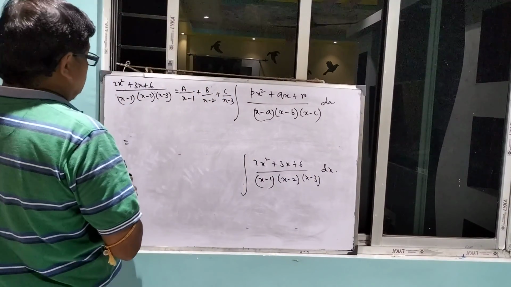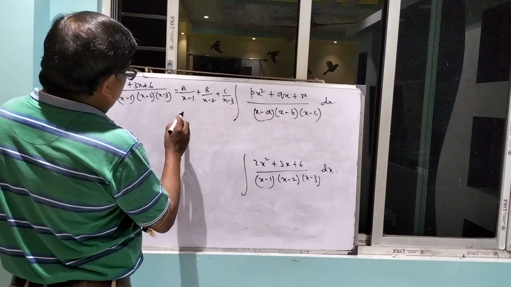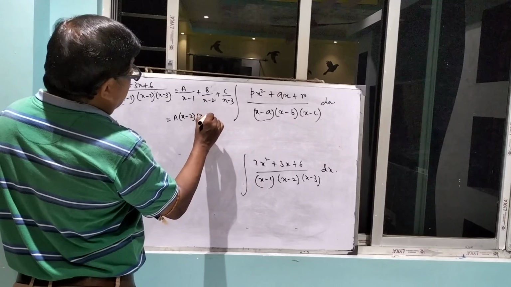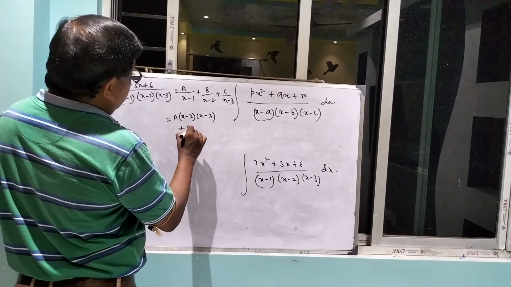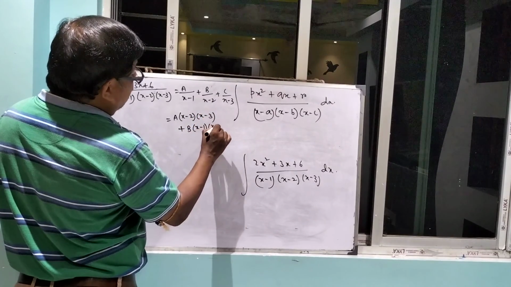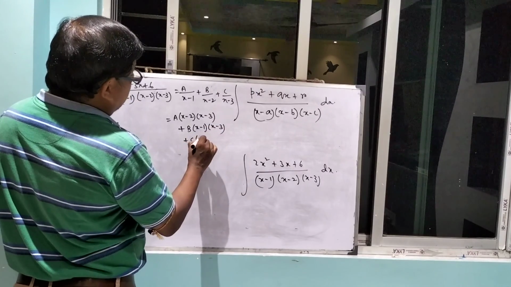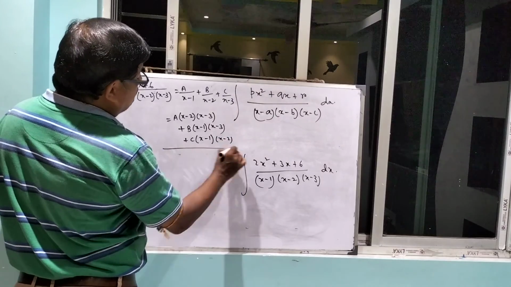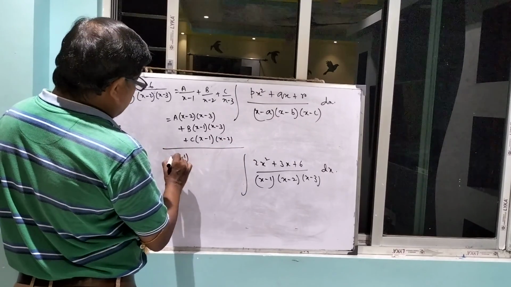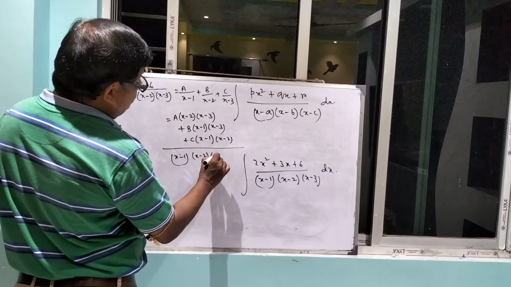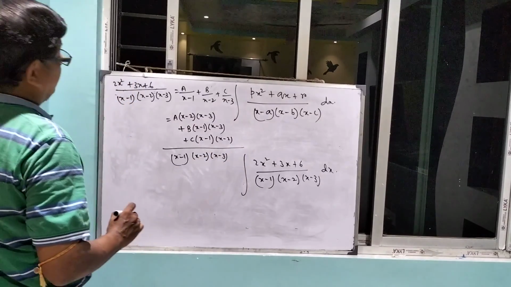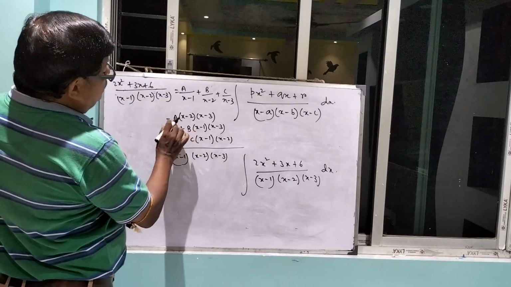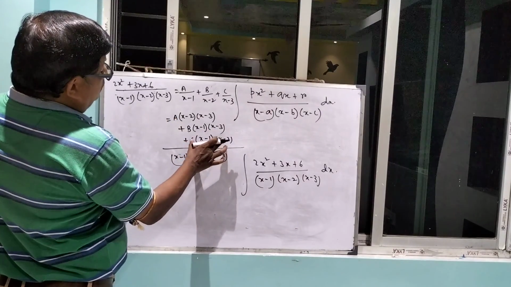Right, equal to a(x-2)(x-3) + b(x-1)(x-3) + c(x-1)(x-2) divided by (x-1)(x-2)(x-3). Okay, now put x equal to 2. If you put 2, this is 0, this also 0, okay? So you will get b.